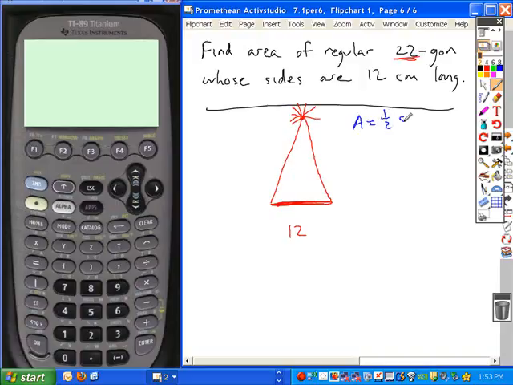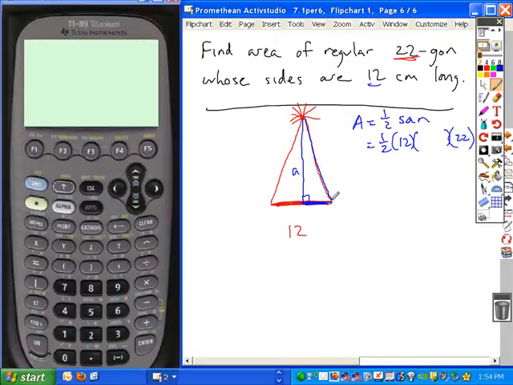Area is equal to 1/2 a times the perimeter, or 1/2 apothem times side times number of sides. And so in this formula, we know the length of the side, 12. We don't know the apothem yet. That's what we're going to be looking for. And we know the number of sides. It's a 22-sided polygon. So all we need to do is find the apothem, this measure A.